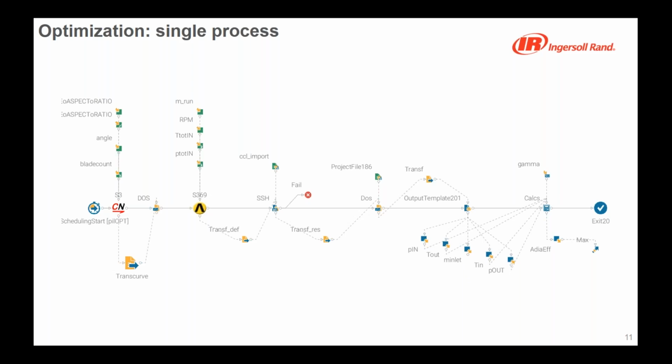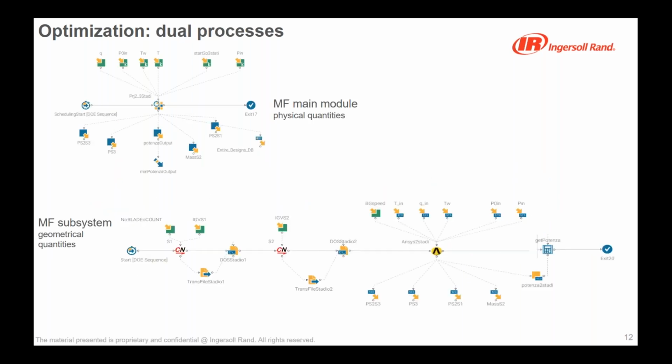A few things: why I call it a single process, because I use the modeFRONTIER workflow to integrate all the aspects of the design I'm interested in. And here it's a single stage, so I'm looking into an impeller diffuser interaction, and I'm looking at some geometrical aspects and some physical aspects, all in the same process. But I also use what I call dual processes.